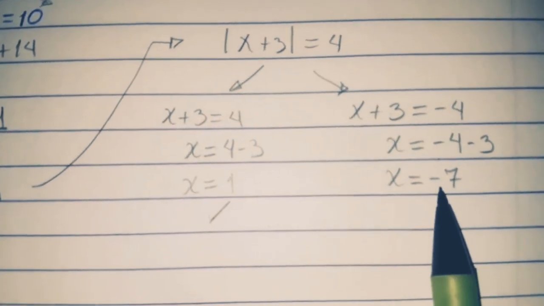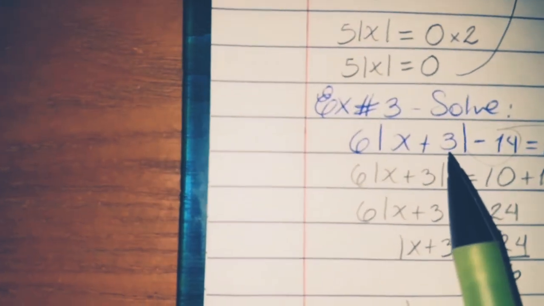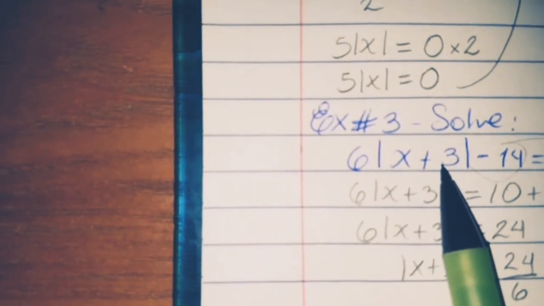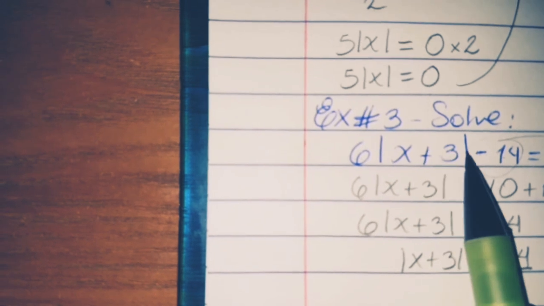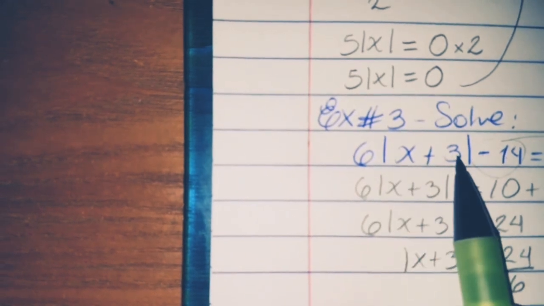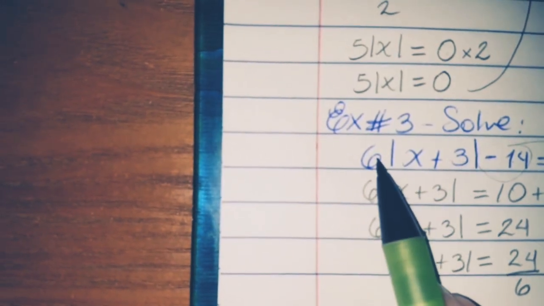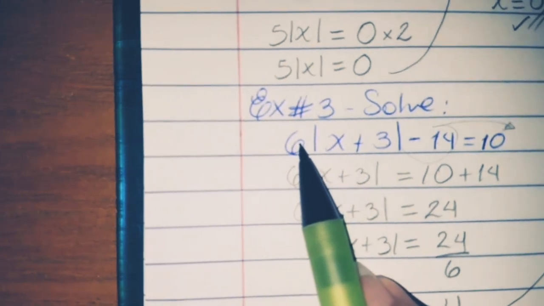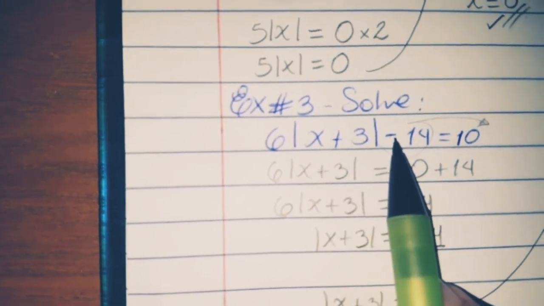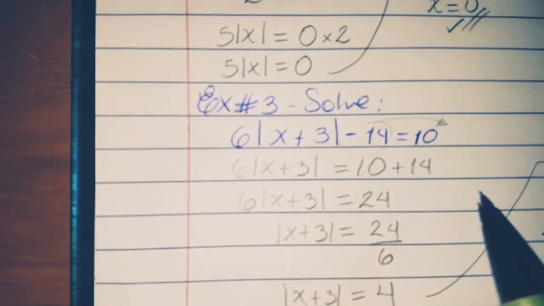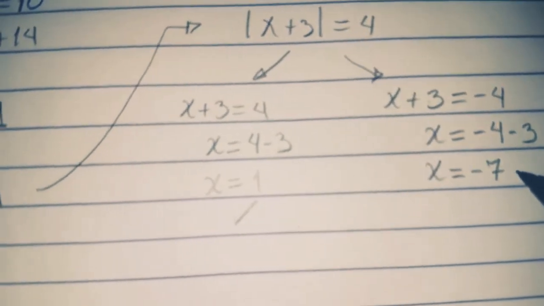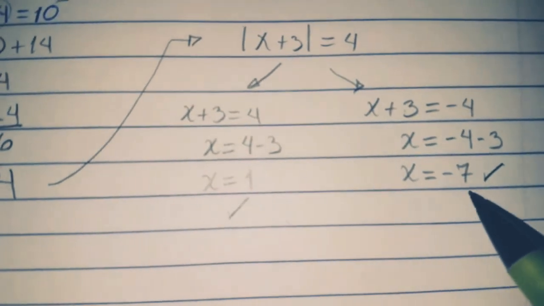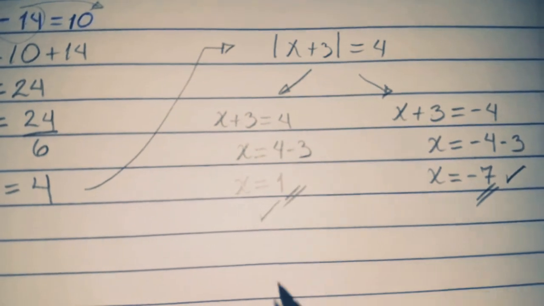Let's see now with negative 7. Negative 7 plus 3 is negative 4. Absolute value of negative 4 is positive 4. Positive 4 times 6, positive 24. 24 minus 14 equals positive 10. So negative 7 is also an answer. Let's do a check here.